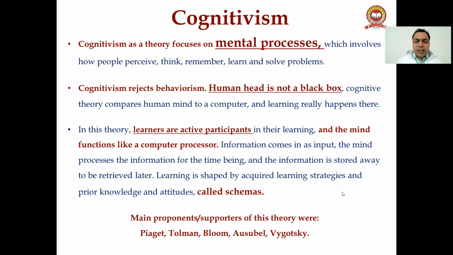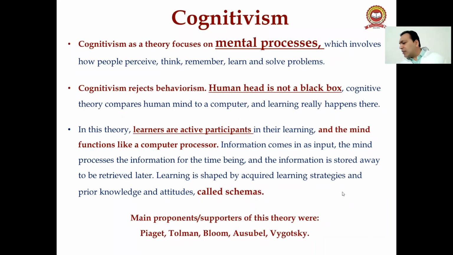So cognitivism is a theory that focuses on mental processes, which involves how people perceive, how people think, remember, learn and solve problems, right? Next line, look, most important. Cognitivism rejects behaviorism. Human head is not a black box. Cognitivism wants to say that now the head is open, right? Human head is not a black box, as said by behaviorism. Cognitive theory compares the human mind to a computer, and learning really happens there.